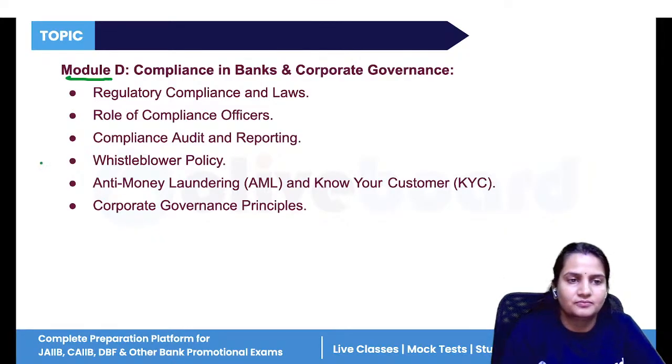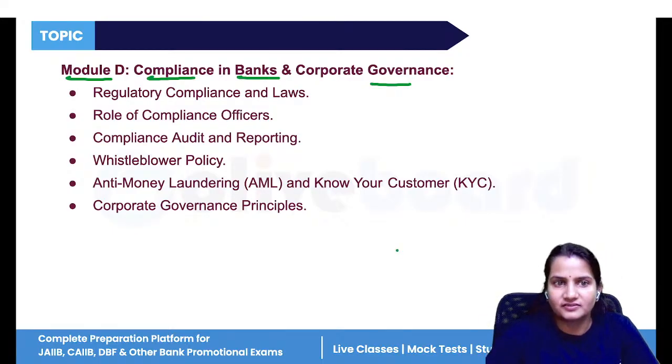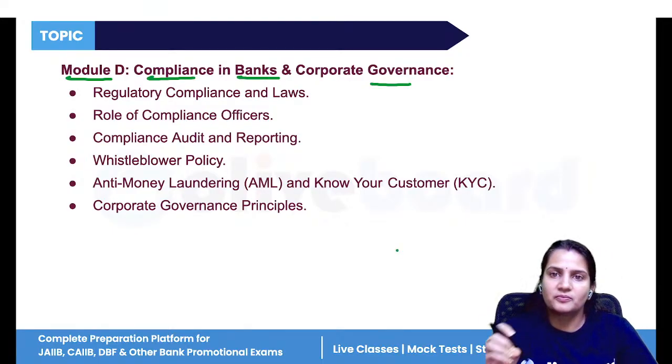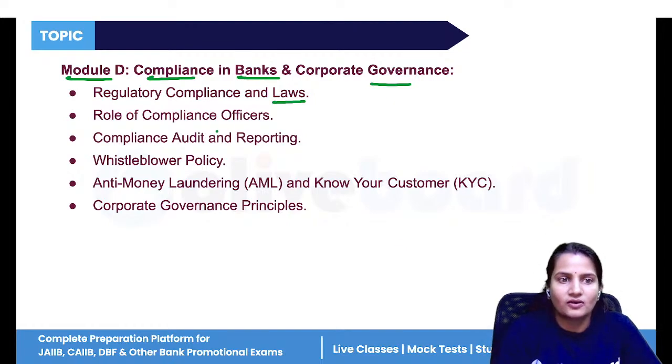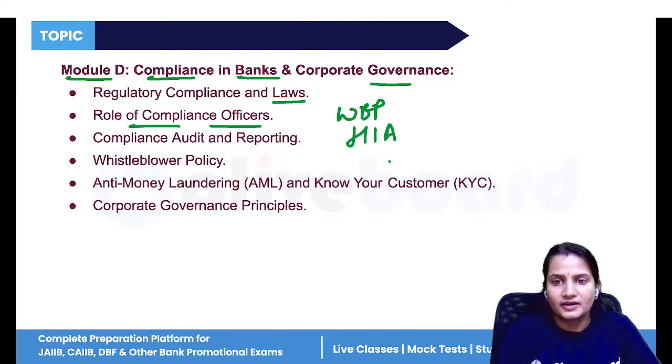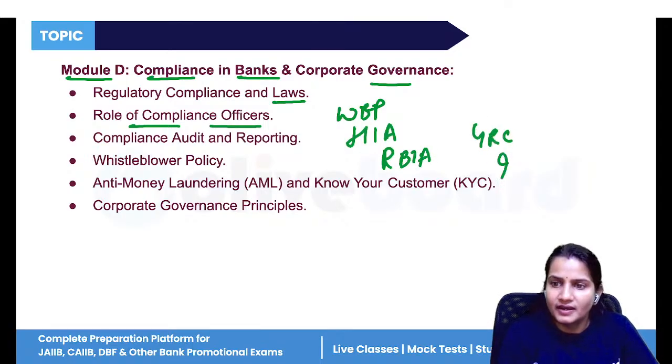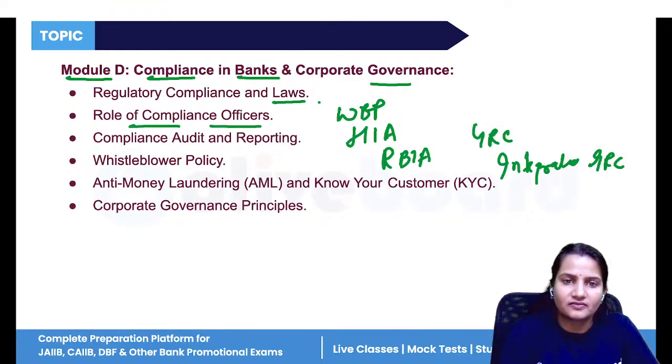Now, next, module D, it is all about compliance in banks and corporate governance. So, how will banks manage their compliances? Are the compliances properly followed in the bank or not, in the institution or not? So, different laws. What is the role of the chief compliance officer? The whistleblower policy. Then, the head of internal audit. Risk-based internal audit, GRC framework, integrated GRC framework. So these are all the important topics that we have to study in module D.